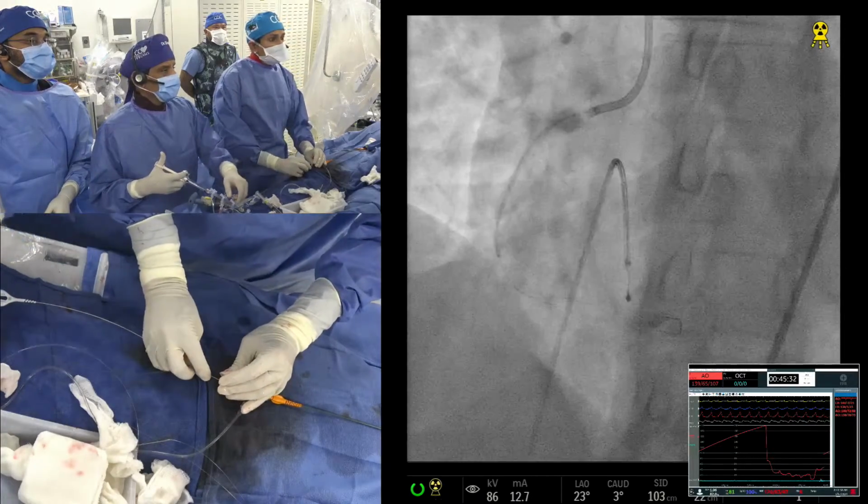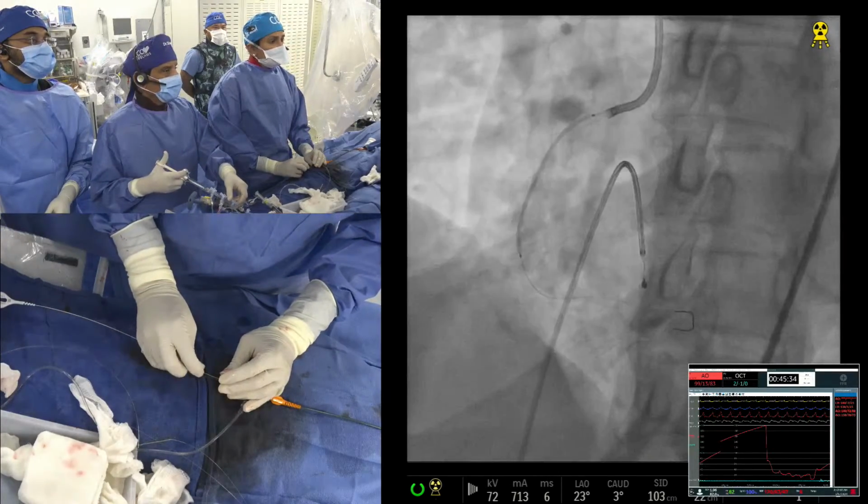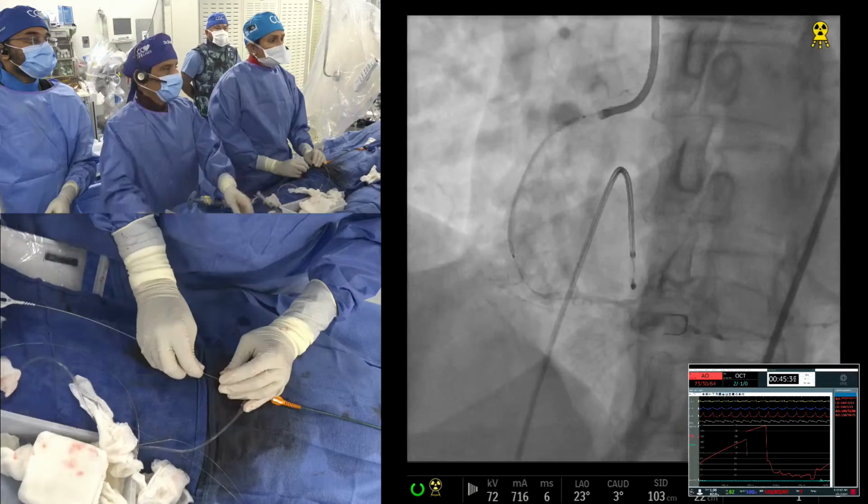Go up, Some take a little signal. picture. Okay. Yeah, messy ST elevation still. Good. Good. Okay, go. Yeah.